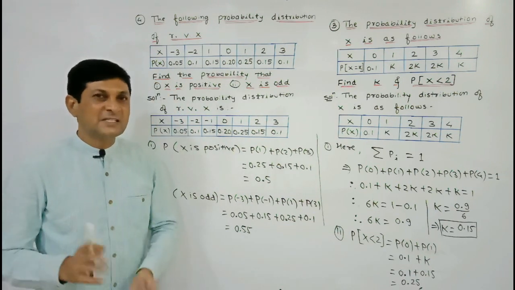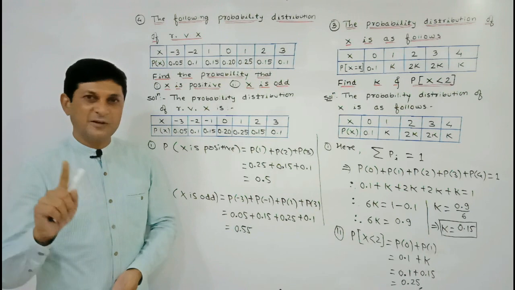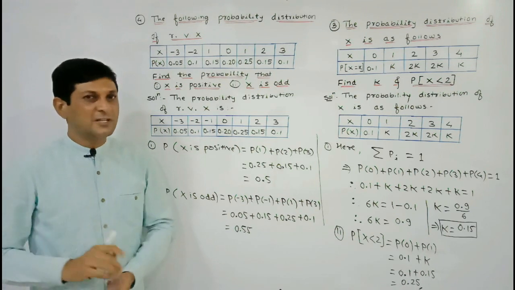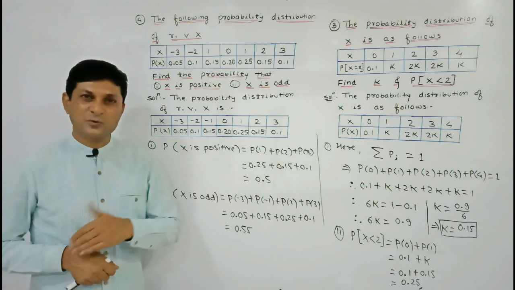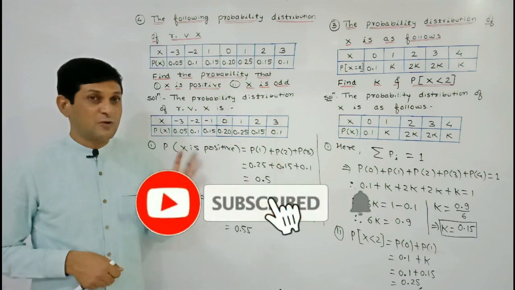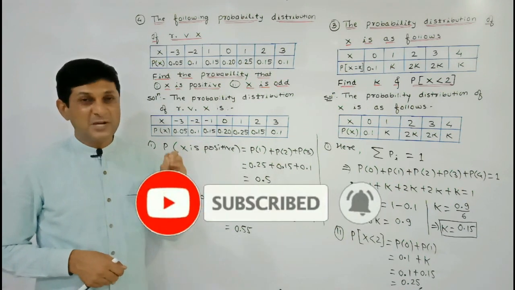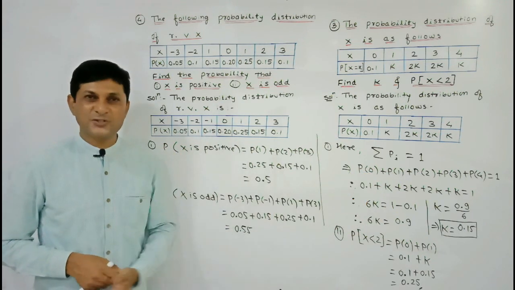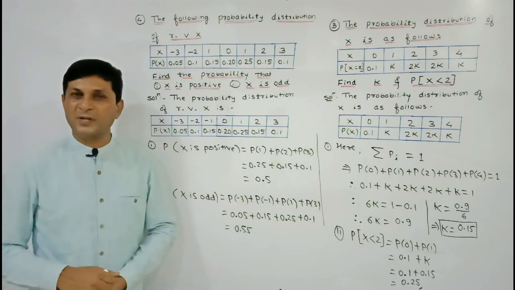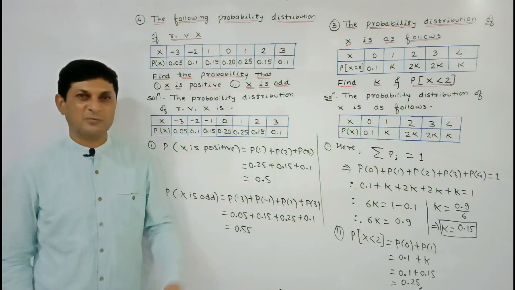Now only one example is remaining, example number 5, which is given in the question bank for 2 marks. Total 5 questions are given in the question bank which can be asked for 2 marks. We have completed the first 4 questions. Now let us try to solve the last example, question number 5.